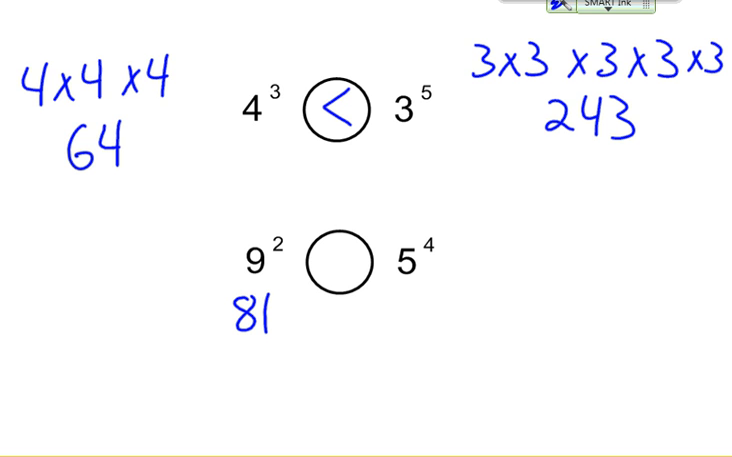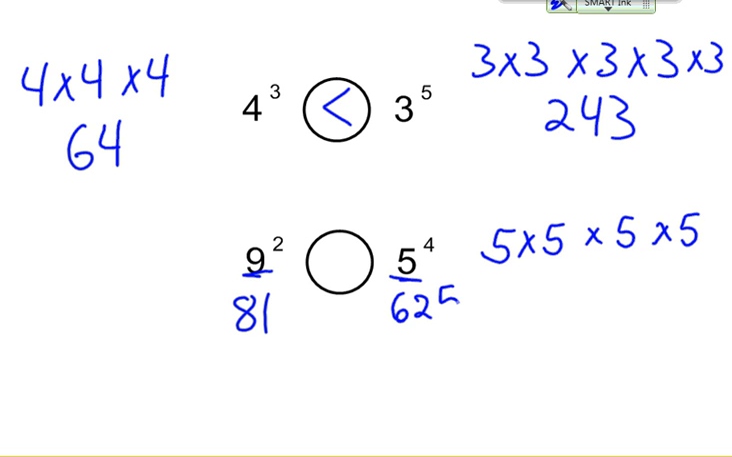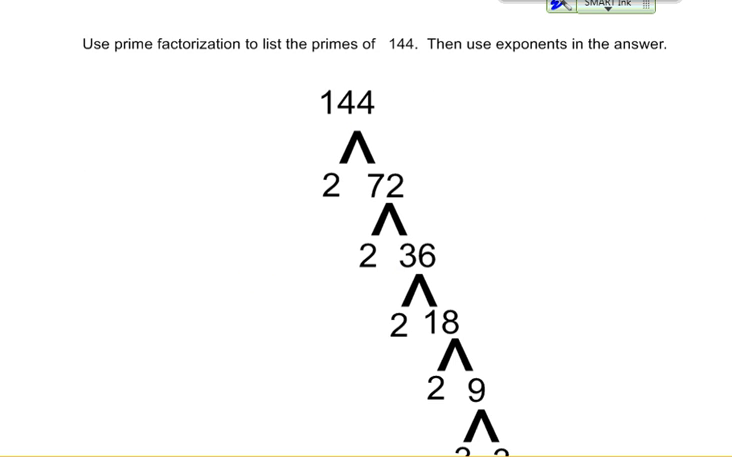Here we have this idea, 9 squared, right? That's 81. And then 5 to the 4th, right? So even though we started with a larger base number, we're going to quickly see that 5 times 5 is 25. And times 5 is 125. Times 5 is 625. And so in the end, we can see that that is bigger, right? And so we have those different ideas, exponents.